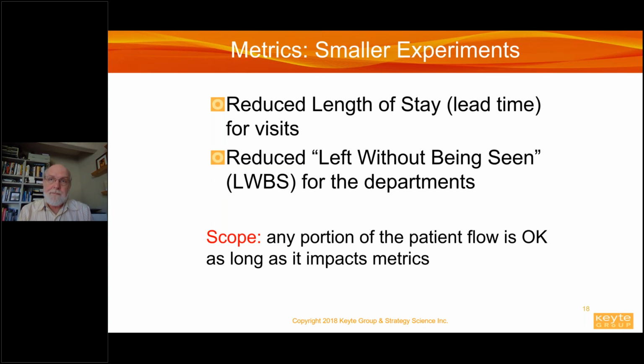Now, the cool thing about this was that we decided that they didn't have to look at the same scope. They could take any scope they wanted as long as it impacted the metrics. So some people took from the time the patient arrived to the time the patient hit triage. Some people took it end to end. Some people looked at the turnaround time from radiology. Wherever they thought there would be an opportunity, given their expertise in their own specific hospital, where did they think they could see real improvements in reducing the length of stay and left without being seen?